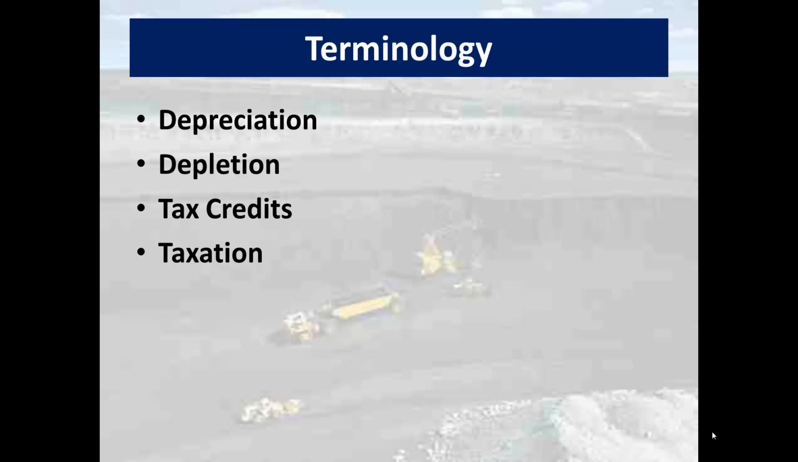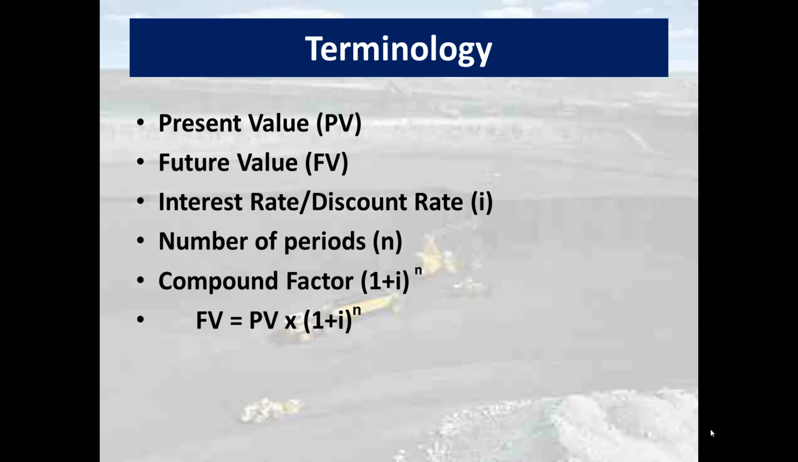Tax credits enter the cash flow calculation only as an aid to calculating how much tax you actually have to pay. And then taxation is the amount of money that has to be paid to the government based on your operating profit. Taxable profit is what I should say. Oh, a little more terminology.